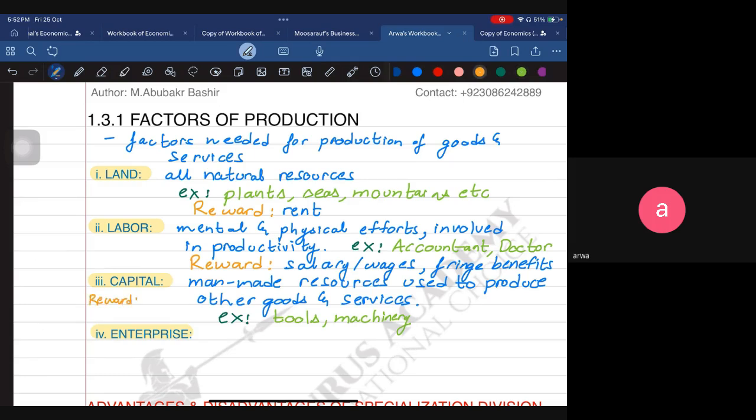The reward for providing capital, I think, is if you take a loan out from the bank to buy machinery, the people at the bank are going to get interest. Very nice.